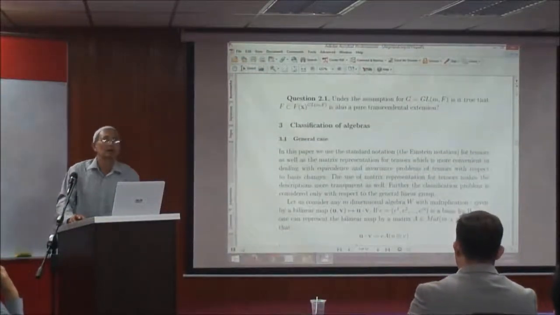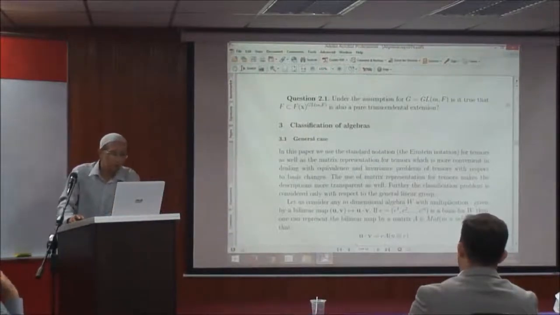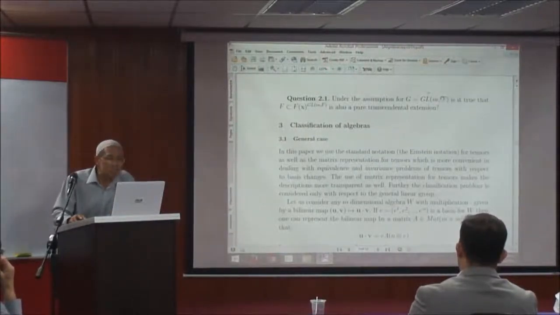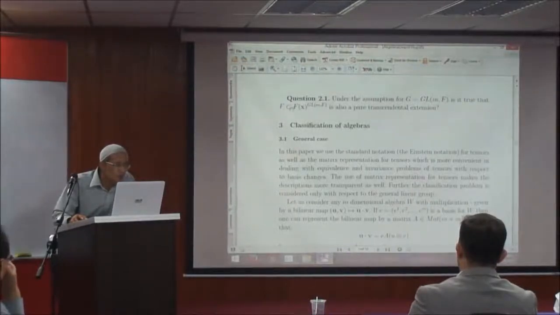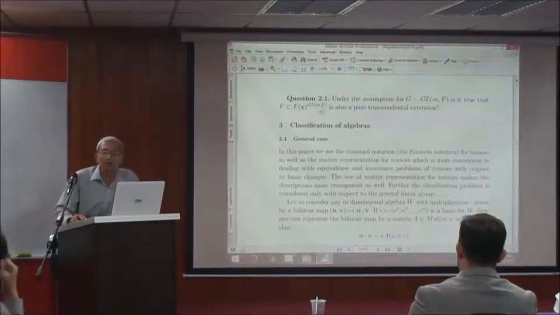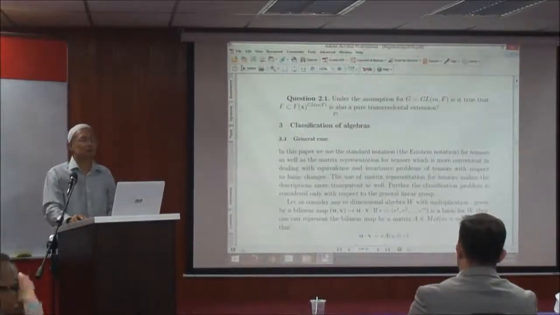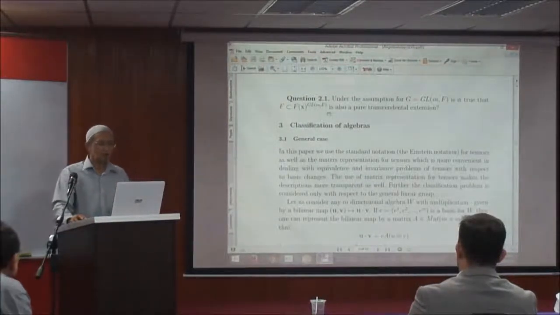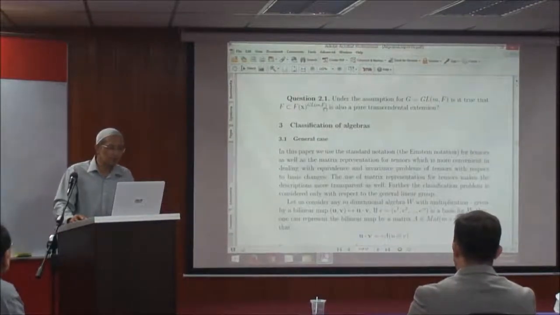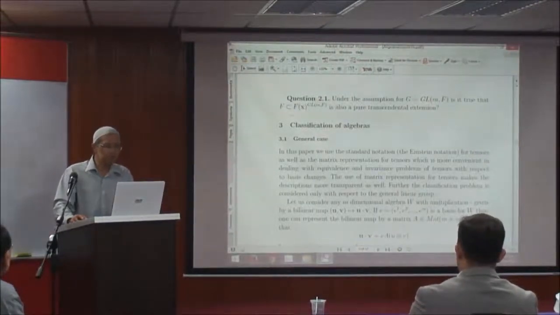Another thing: in the paper of Popov, in that algebra case, the following is shown. This one is also a pure transcendent extension. We are showing another one, that F(X) is a pure transcendent extension of this one. So they are complementary to each other. But we couldn't get, for example, Popov's result by the use of our method.